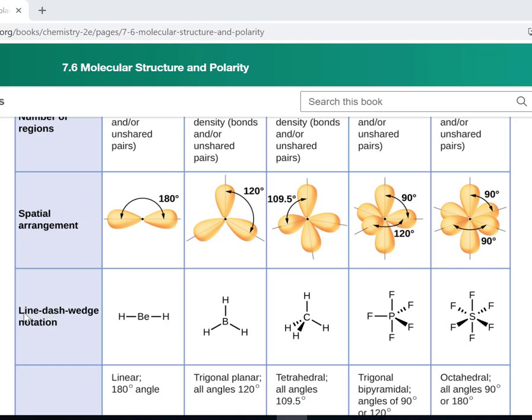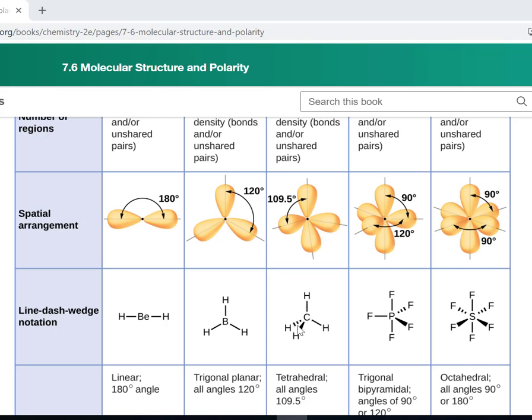So what we're doing here is we're using something called the line dash wedge notation. And in this notation, we attempt to show a 3-dimensional shape by indicating when we have bonds that are not in the same plane as the rest of the shape. So to start with, we have bonds that are in the plane. So these 3 bonds, or these 3 atoms, are all in the same plane. So imagine them as the screen of the computer that you're watching this on right now. These are all in the plane of that screen.